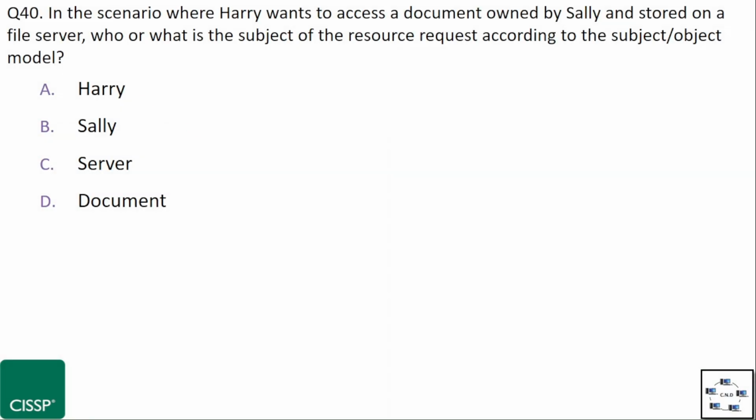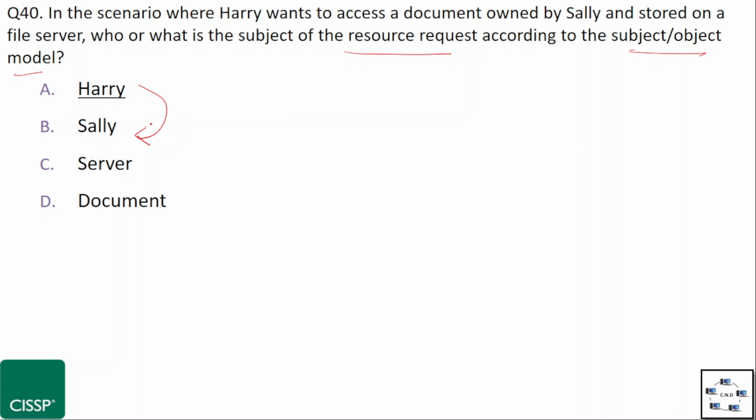Question number 40. In a scenario where Harry wants to access a document owned by Sally and stored on a file server, who or what is the subject of the resource request according to the subject-object model? So Harry wants to access a file owned by Sally. So what is the subject? Harry, Sally, server, or the document?